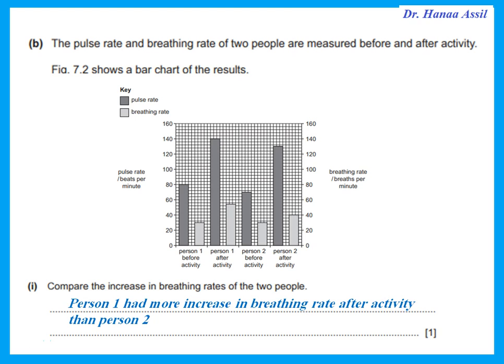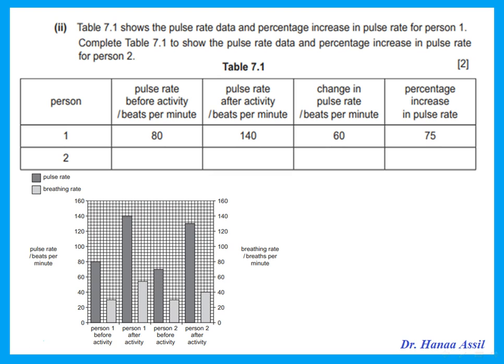If you look at person one, the increase between before activity and after activity, and then person two, before activity and after activity, is much less. So person one had more increase in breathing rate after activity than person two.